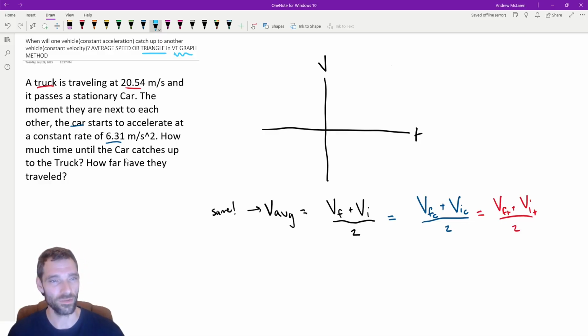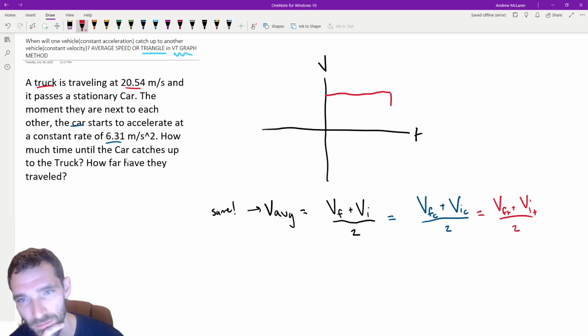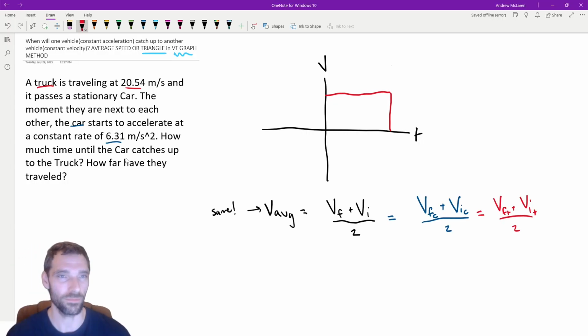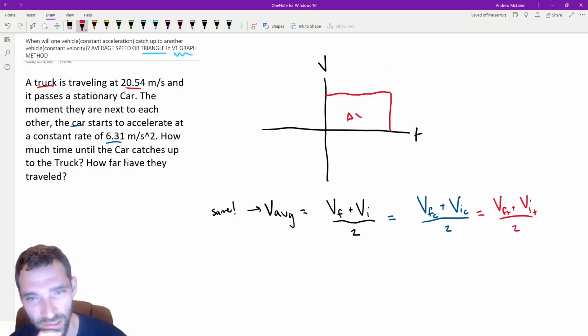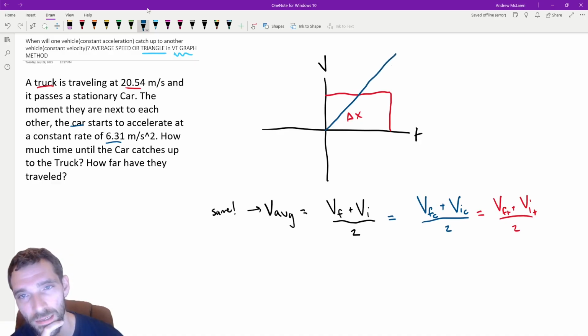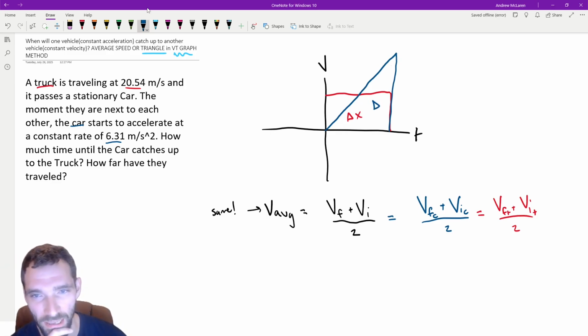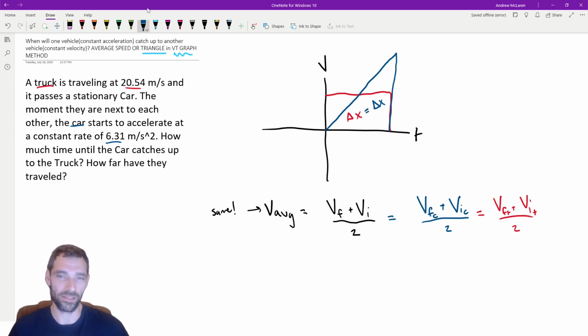So if we're looking at these two objects, they are moving at different speeds throughout their motion, but they have the same average speed. So if we want to think about our truck, it's going at some constant velocity for some given amount of time, and you can think of this as its change in x. That area is its change in x. Also, you're going to have something that's speeding up, and eventually, with given enough time, its change in x is going to be equal. Like those two areas are equal of that rectangle and of that triangle.